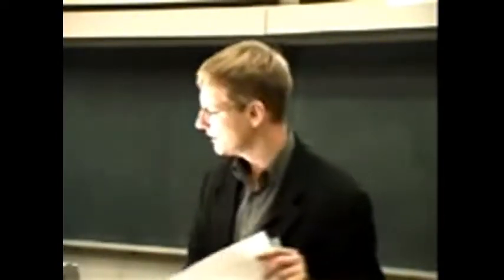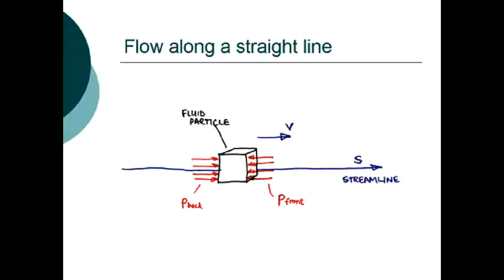Okay, so let's look at a very simple case. Let's imagine we have a straight streamline, and we have a fluid particle. Again, I go back to my cube because I'm kind of boring. So here we are, cube. And that cube is traveling along this streamline with some velocity v. To make it even simpler, right now I'm just interested in the pressure on the back and on the front. So I'm interested in the pressure here and on the front there.